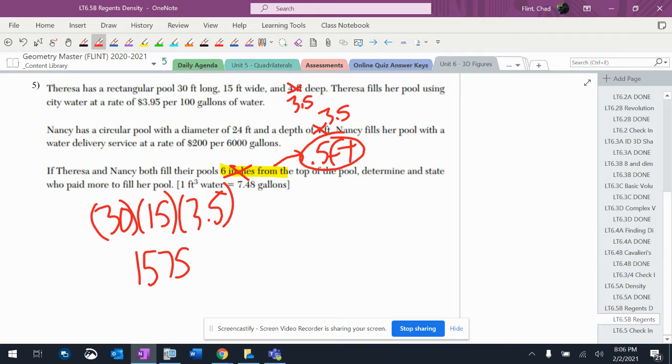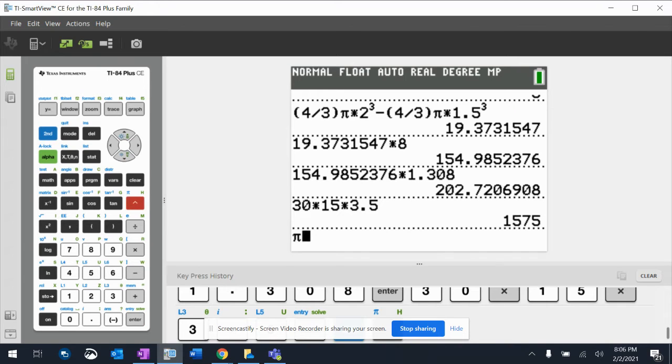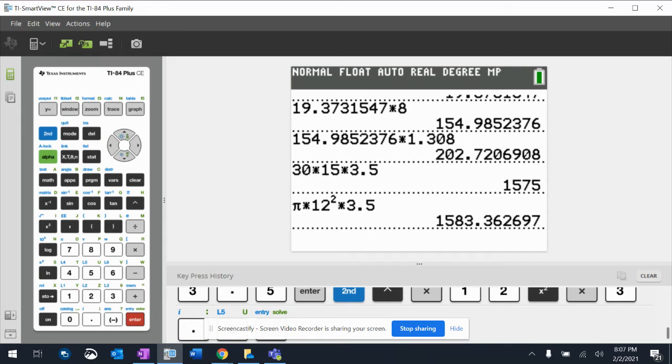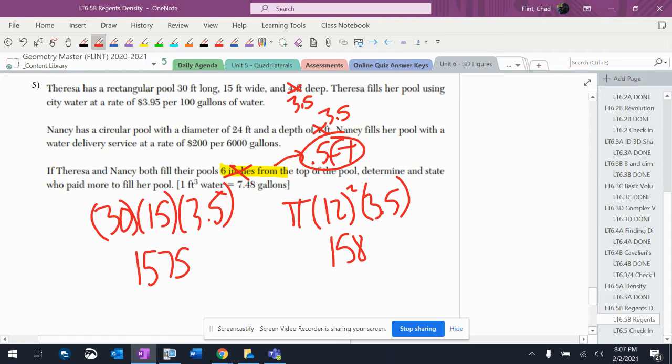This one is the circular pool. Now you got to be careful here. That's a cylinder. So it's pi. Radius is 12 because the diameter is 24. And then that's pi r squared times h. So pi times 12 squared times 3.5. 1583.362. They've got very similar amounts of water. That should make sense. Okay?